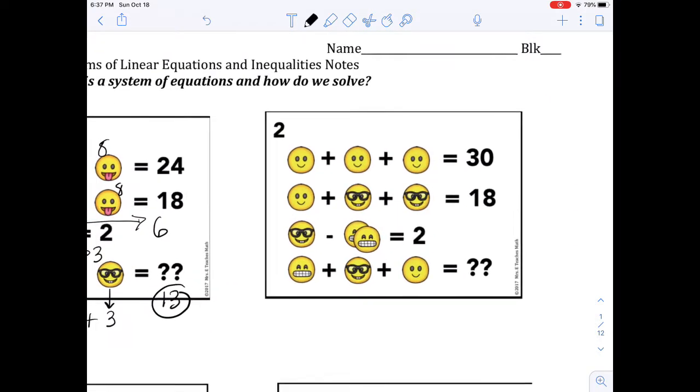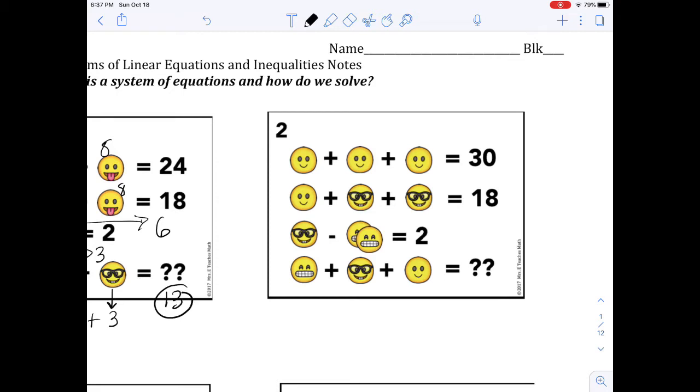All right, number 2. Why don't you try that one, pause the video and see if you can figure out what the answer is in the fourth line. Okay, each of these are 10 because that adds to 30. So that means this is 10. So 10 from 18 is 8, which means each of those are 4. We know that's 4, subtract 2 equals 2. So that means one of those is going to be 1. So 1 plus 4 plus 10 is 15.